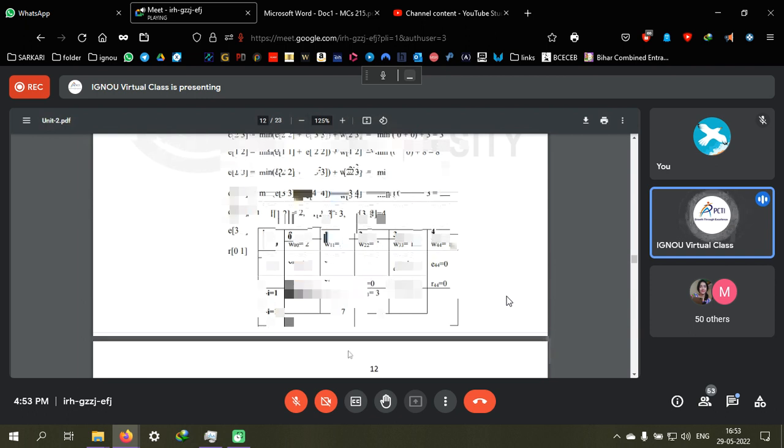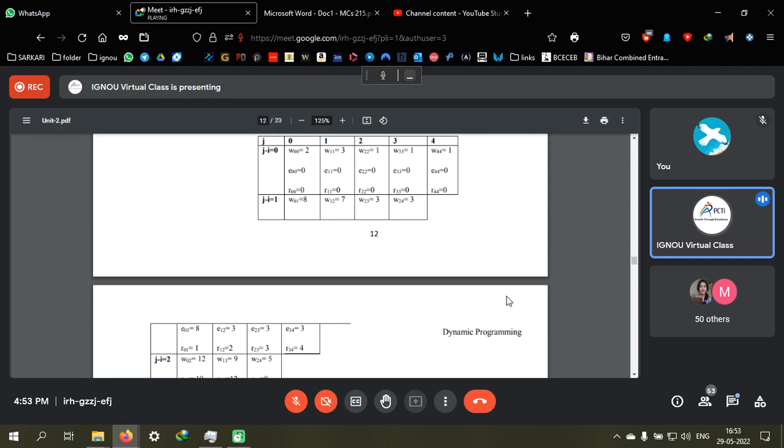After that, the next one is, this is 0 and this is 1. This is 1 and this is 2, and so on. You have to calculate all these values.